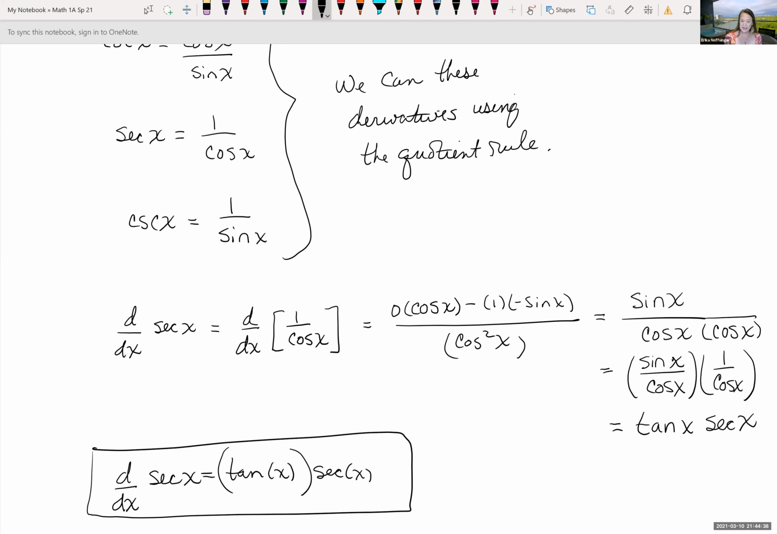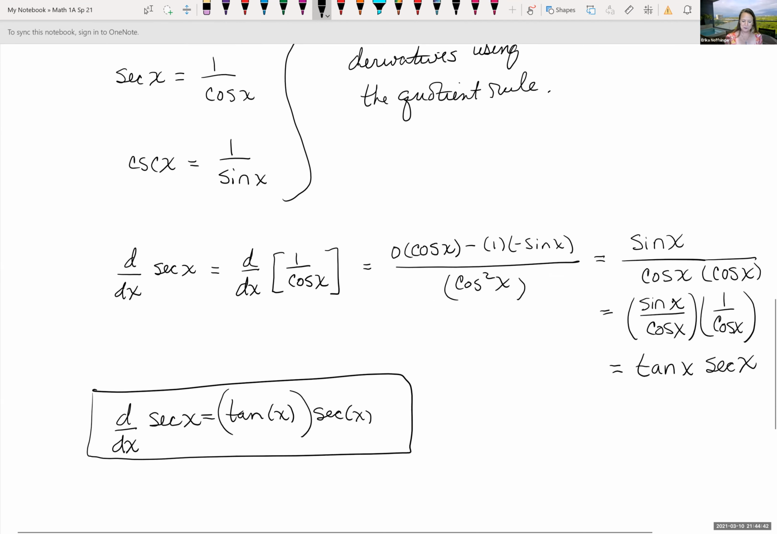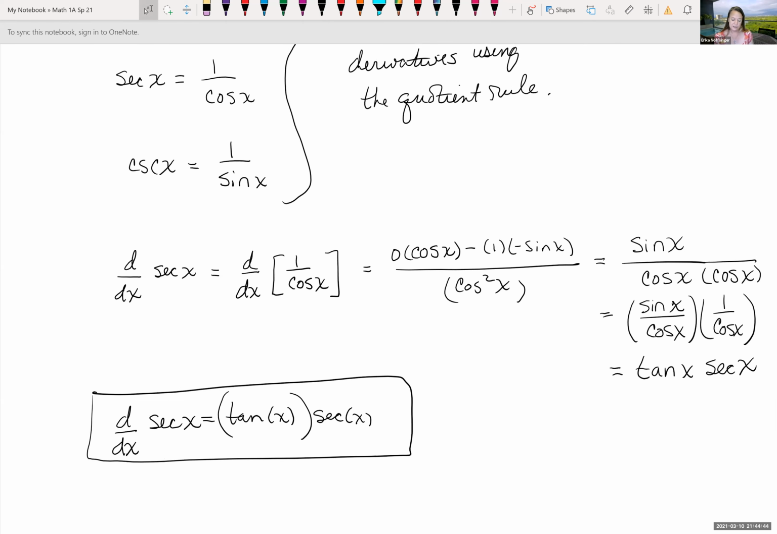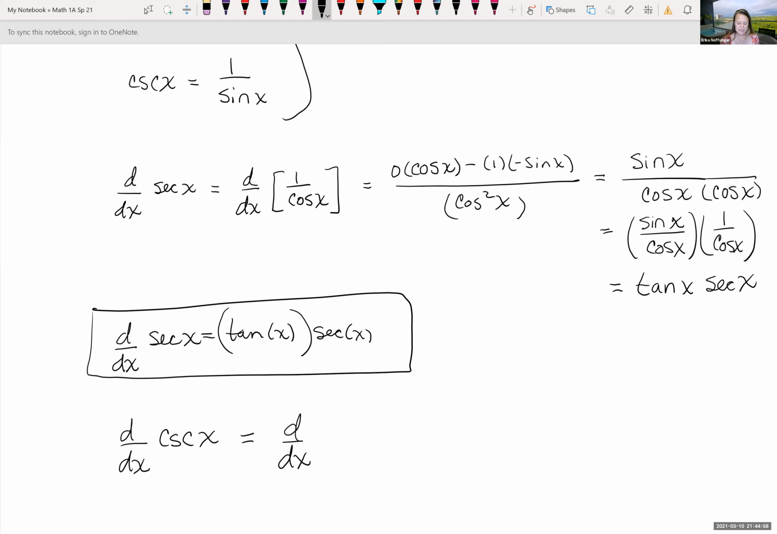So same sort of idea. The cosecant is going to be faster because our numerator is just a constant. Derivative of the constant is going to give us 0. So let's just do that really quick. So d dx, and then it's good to kind of see it, and then you can kind of think of ways to memorize how to remember them.